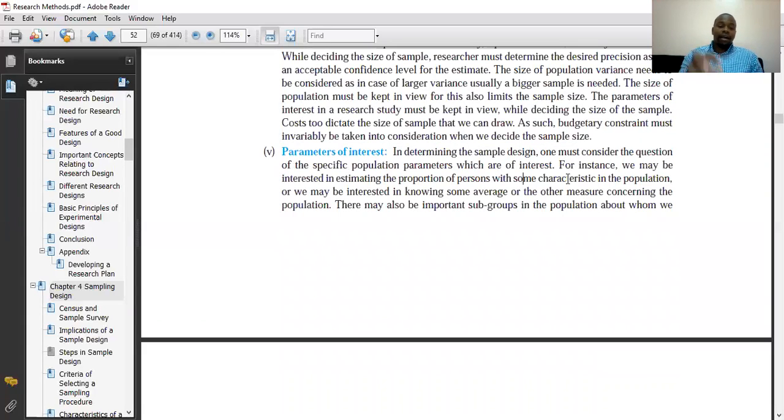particular groups that we are more interested in. For instance, if you're doing a research on a particular disease in a hospital, or cancer-related patients, you're doing a research which is going to involve cancer-related patients, probably you want to really focus on people that have been dealing with breast cancer. So breast cancer patients or victims are going to be your parameters of interest.